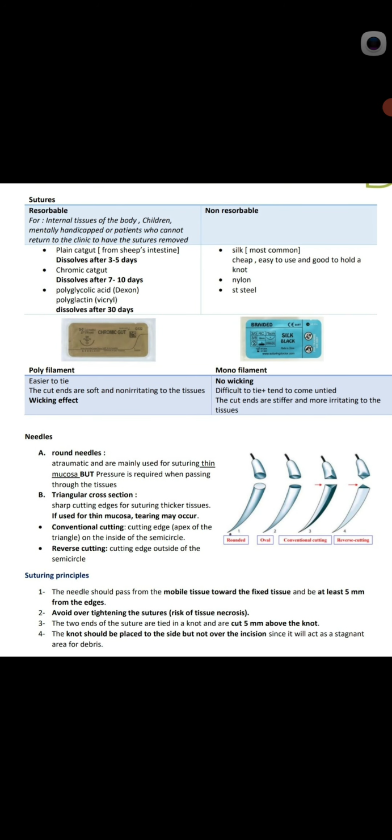Now come to the suture types. We basically classify suture types on the basis of three things. Number one is resorbable and non-resorbable. Second is polyfilament and monofilament, and third is natural and synthetic. Natural sutures include silk and sheep intestine, meaning plain gut. In synthetic, the most commonly used is Vicryl.